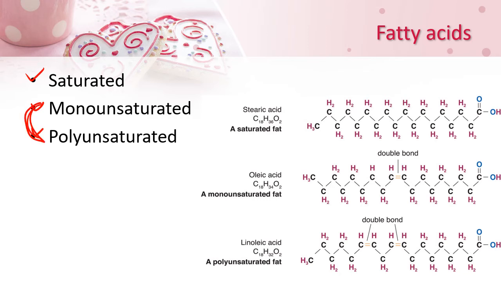So our fatty acids can be saturated or unsaturated, and unsaturated can come in a couple different forms, mono or poly. Mono means one, poly means more than one, right? So saturated fatty acids have no double bonds between their carbon atoms. No double bonds. They're going to be single, single, single, single. All these bonds are single bonds.